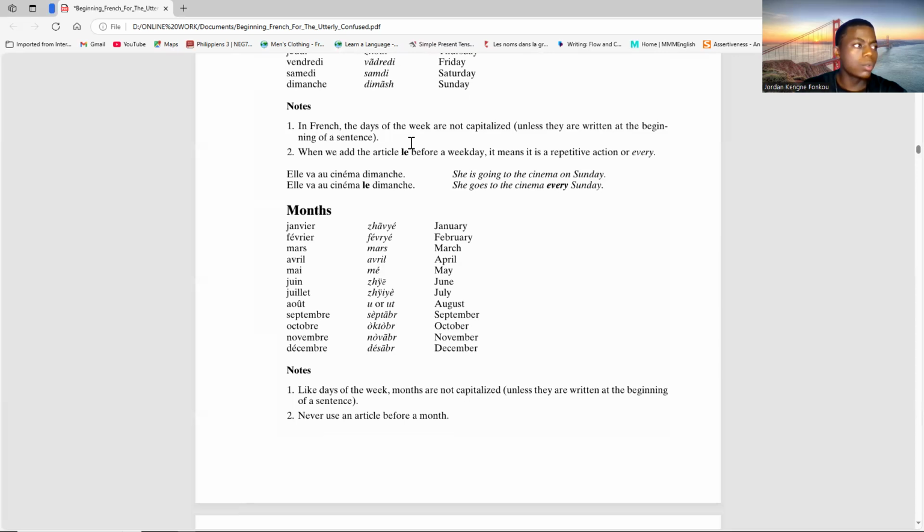In French, the days of the week are not capitalized. Like in English, when you write a sentence, you often capitalize the days of the week. That's not the case in French, unless they are written at the beginning of a sentence.